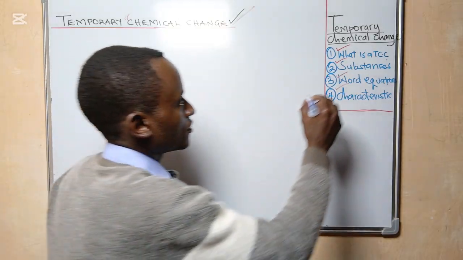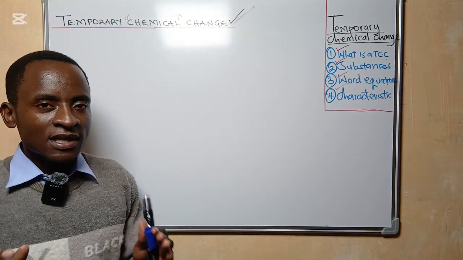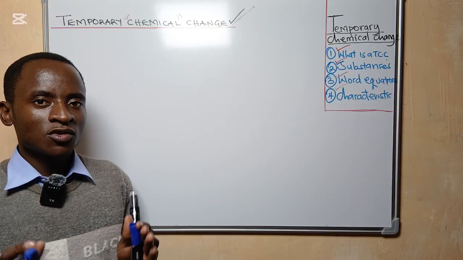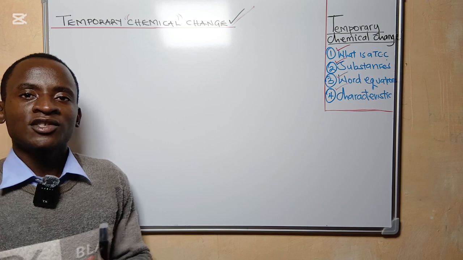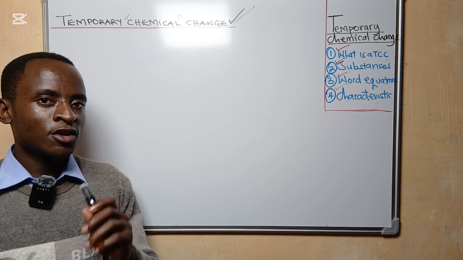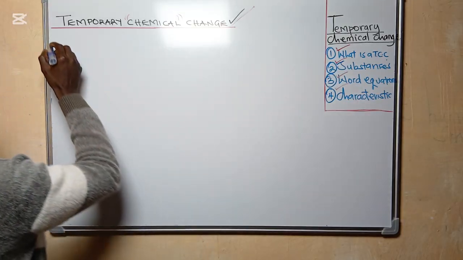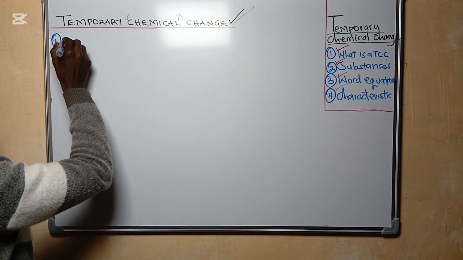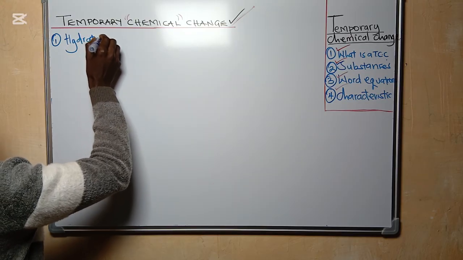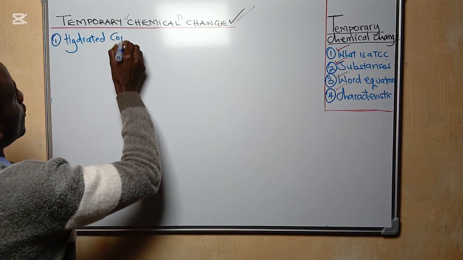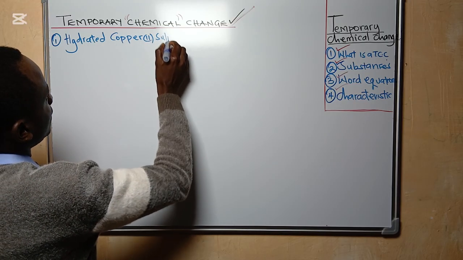Let me move to our summary number 2. What are some of the substances we can use to demonstrate a temporary chemical change? At our level here, we are only going to use 2 substances. And the first one, let me write here, the first one we are going to use is hydrated copper(II) sulfate.